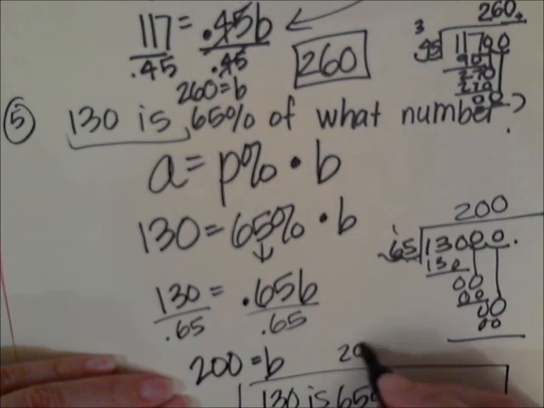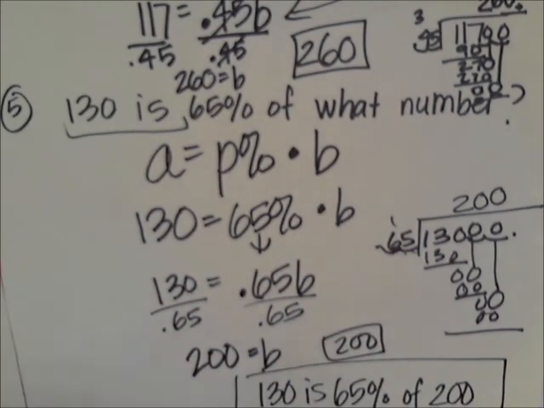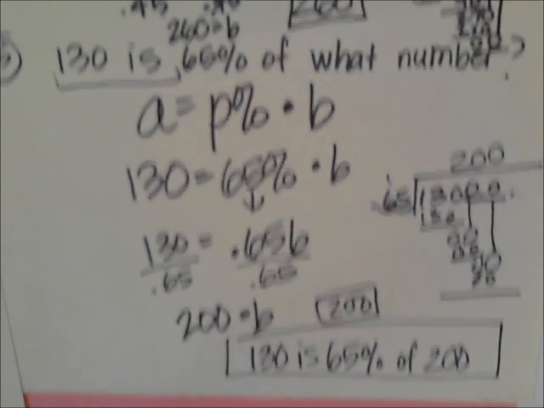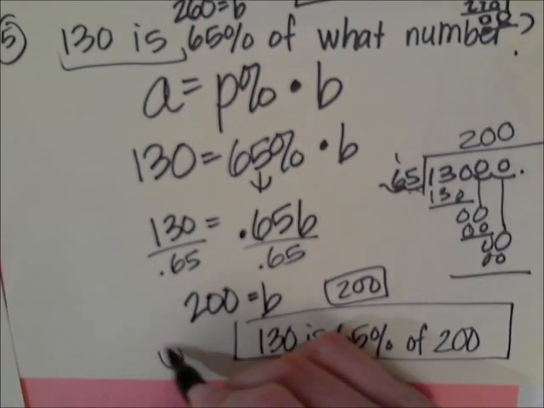So 130 is 65% of 200. The answer would just be 200, but I just like to see if it makes sense. Okay, I think that makes sense because 65% is greater than 50%, and half would be 100. This is over 100, this is over 50% of half. So yeah, it makes perfect sense.